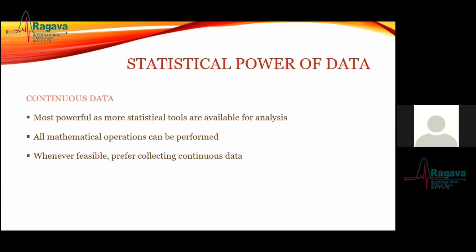Now, we have discussed all the types of data. Now, we need to assess which type of data is more powerful from a statistical point of view. It is always the continuous data. Why? Because it is continuous, all mathematical operations can be performed and more statistical tools are available for analysis. And whenever possible, a researcher or a statistician should prefer collecting continuous data.